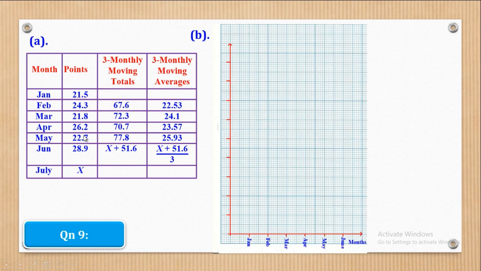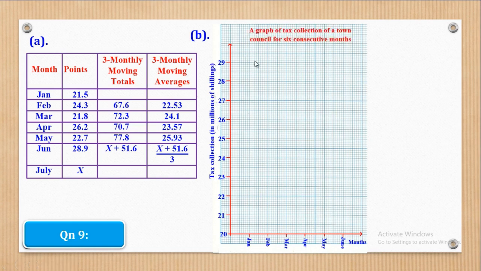Then for the vertical, you have to look for a suitable scale, and when you get it, I'll use a suitable scale of 2 centimeters to represent 1 unit, so that I can feed in 20, 21, 22, 23, 24, 25, 26, 27, 28, 29. And after that, you have to label. This is months and these are tax collection in millions of shillings. You also have to put the title of the graph. So the title is a graph of tax collection of a town council for 6 consecutive months.